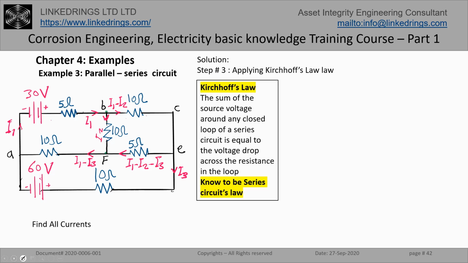Let's apply Kirchhoff's law. Right, let's take the route A, B, C, E, F, A. Let's highlight this path in yellow color. So it's A, B, C, E, F, A. Okay? Okay, good.